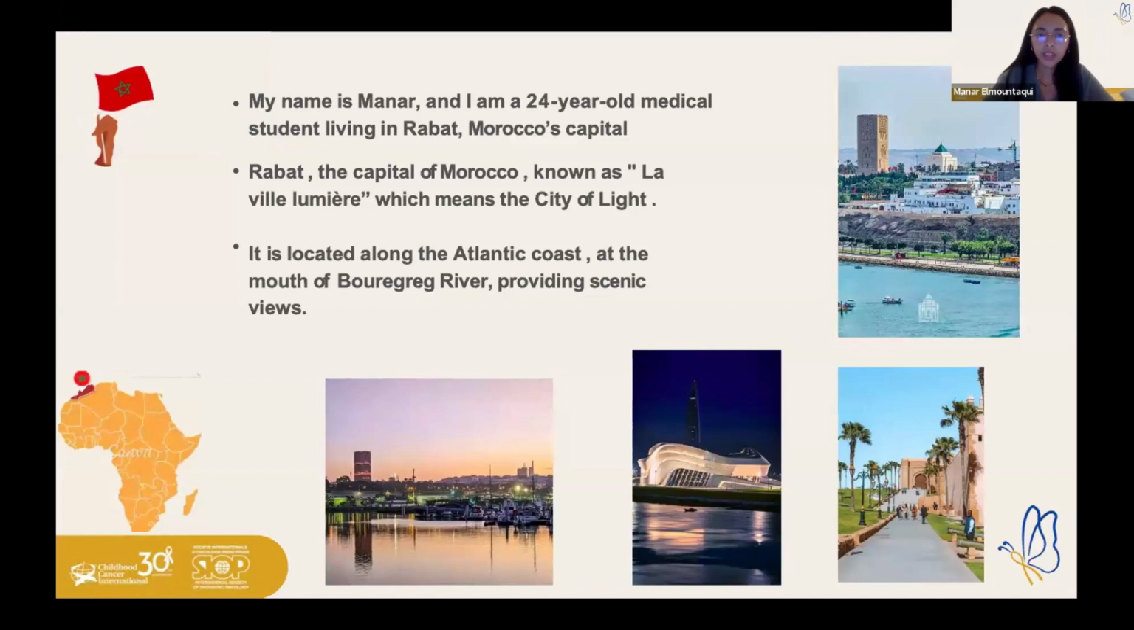So I was saying that my name is Manar. I'm a 24-year-old medical student living in Rabat, Morocco's capital. Rabat is one of the 4 imperial cities in Morocco. It is known as La Ville Lumière, which means the city of lights. It is located along the Atlantic Ocean coast at the mouth of the Bouregreg River, and it provides scenic views.